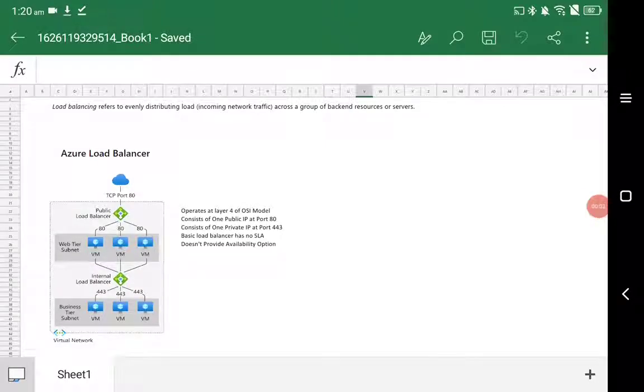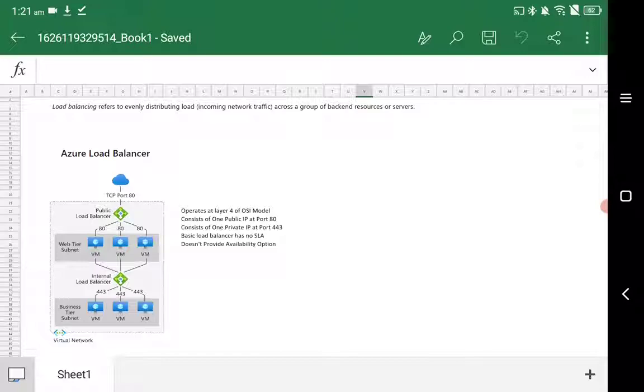Hello and welcome all. Today I'm going to be talking to you about the various types of load balancers available in Azure. To start with, what is a load balancer? Load balancing refers to evenly distributing the load, or the incoming network traffic, across a group of backend resources or servers.